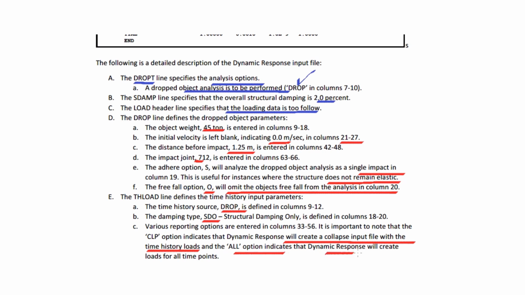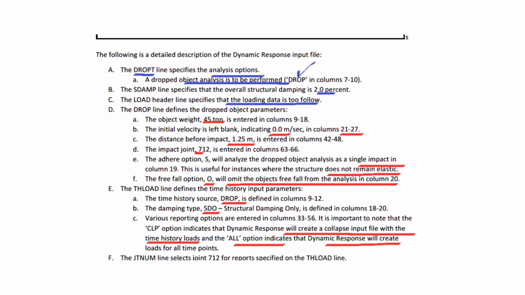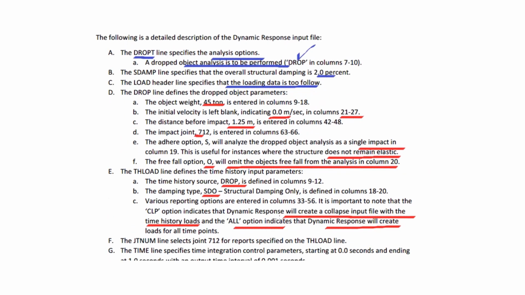The ALL option indicates the dynamic response will create loads from all time points. This CLP option is important: the dynamic response will create a collapse input file with the time history loads. Then JTNUM is a joint number. That line selects joint 712 and reports it if a TH load line is specified.